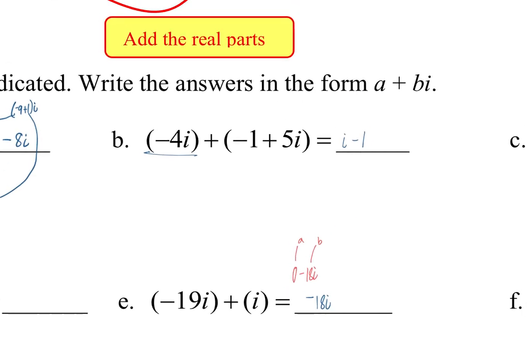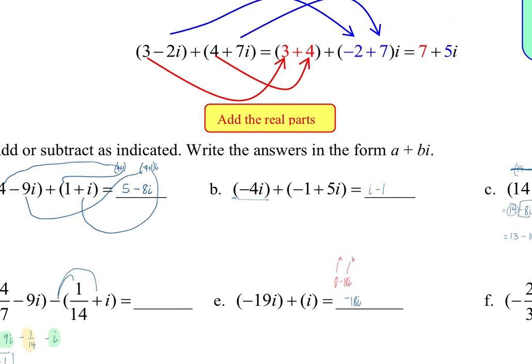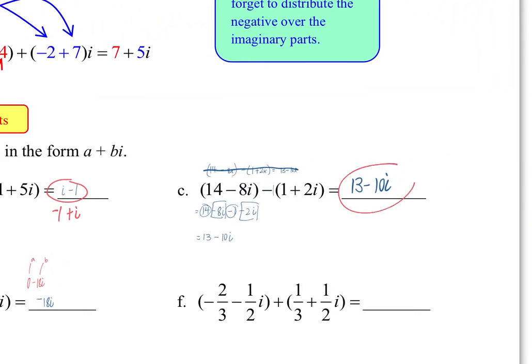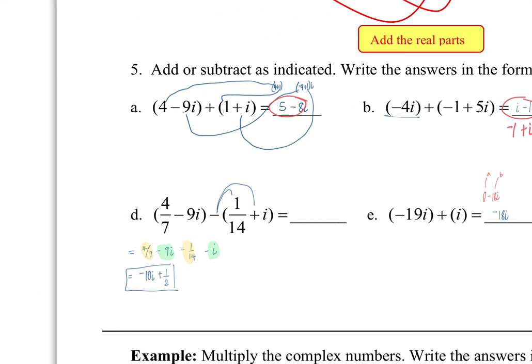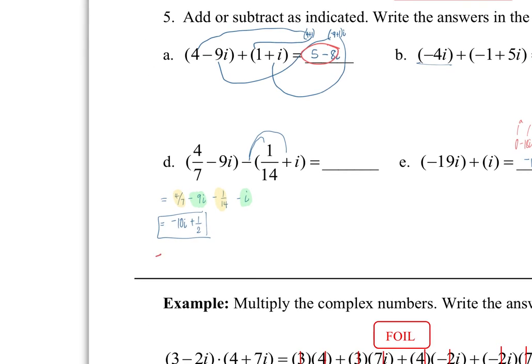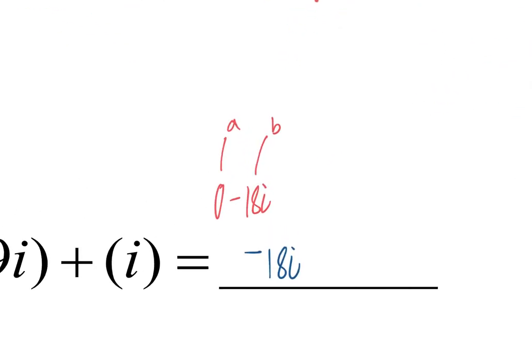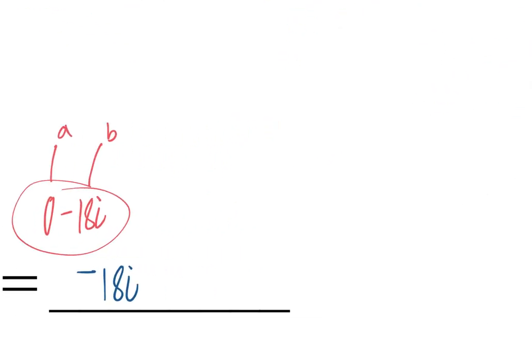Let me go back and see if any of the others need to be rewritten. This is in a plus bi form. This is not. You would want to call that negative 1 plus i. Basically, put your i's in the back. This one's in a plus bi form. This one was not. I guess it'd be better to write 1/2 minus 10i, putting your i's in the back. And that's a plus bi form.